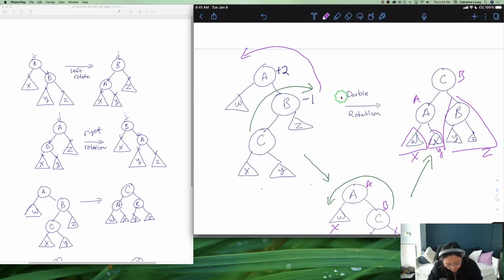So this is step two. This green part is step one. But at the end of the day, this is the tree you end up with. So you don't actually have to draw two diagrams. That's sort of silly. That's just why it's called a double rotation. I highly recommend that you simply start here, identify A, B, C, W, X, Y, Z, and then get to this point directly. It's much faster than looking at it as two separate rotations. That's just two steps. So this is a double rotation.